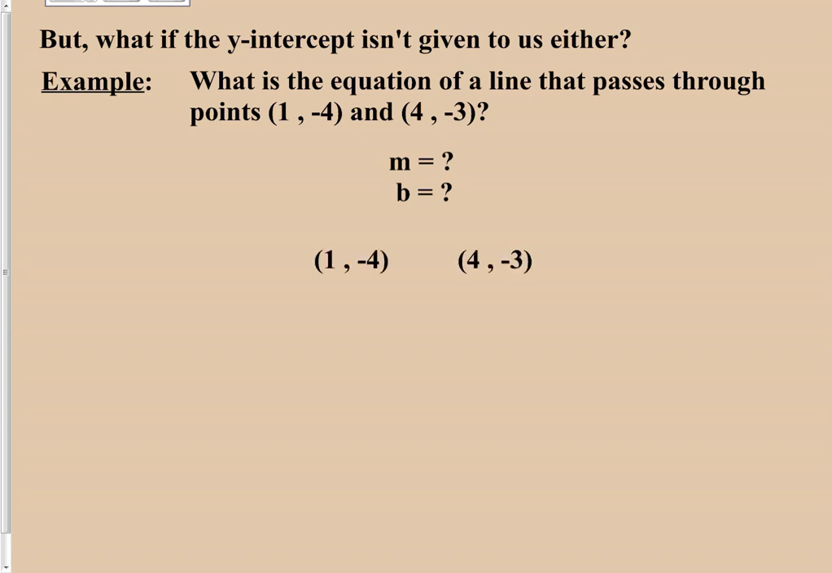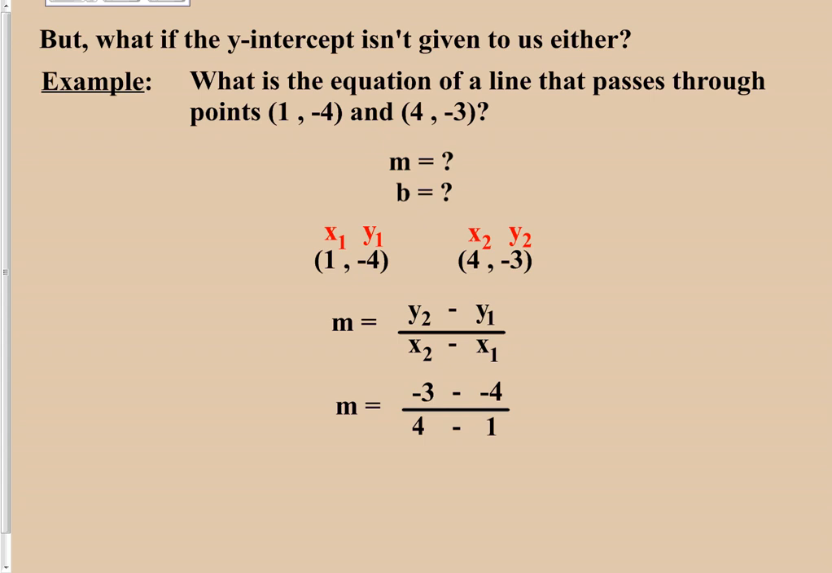We have 2 points, and if we have 2 points, we can absolutely find the slope. So that's what we're going to do. We're going to take our 2 points, label them x1, y1, and x2, y2. We're going to write down our slope formula, which is y2 minus y1 over x2 minus x1. And we're going to plug in that information just like we have for the last couple of examples. y2 is -3, y1 is -4. x2 is 4, x1 is 1.